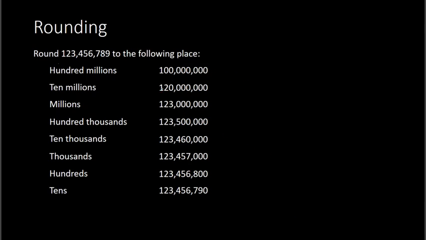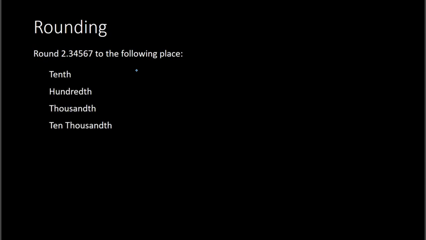Now this was examples with rounding large numbers. So the question is, how do you round small numbers? So if you had, for example, 2.34567, and you wanted to round to a particular decimal place. So maybe you want to round to the 10th place, or maybe the 100th place, or the 1,000th, or the 10,000th. So make sure you know your digits here.